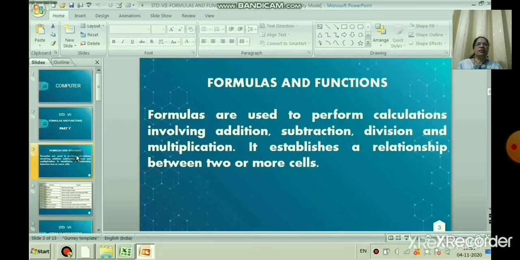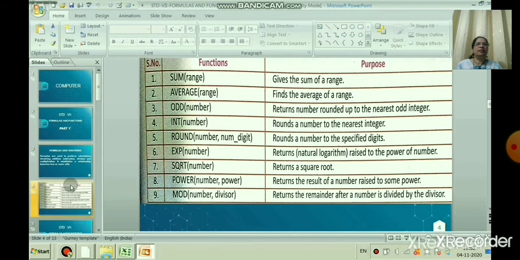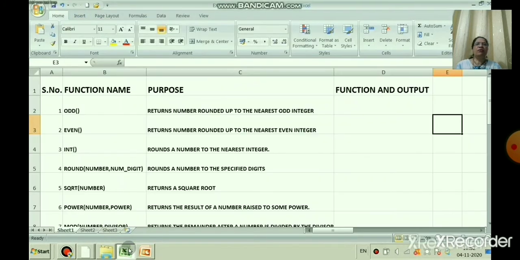Formulas and functions are used to perform calculations involving addition, subtraction, division and multiplication. It establishes a relationship between two or more cells. In this session, we will learn some functions like sum, average, how to find odd number, how to find integer, round function, square root function, power function and mode function.